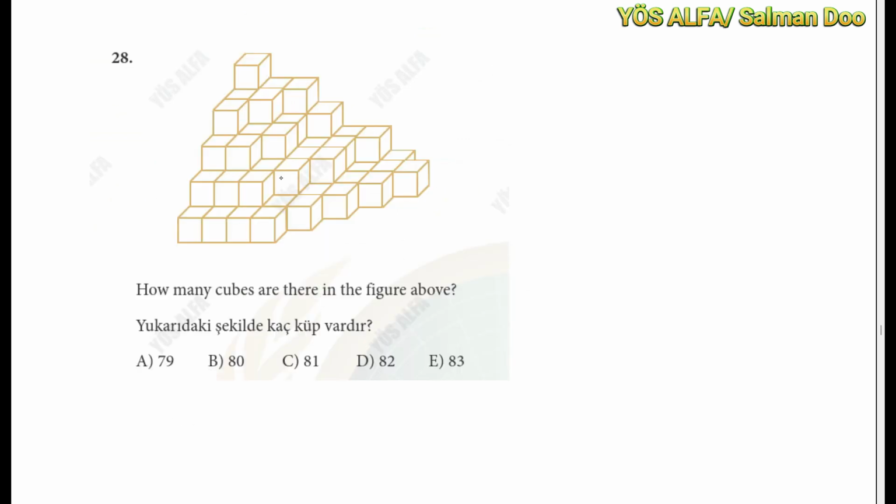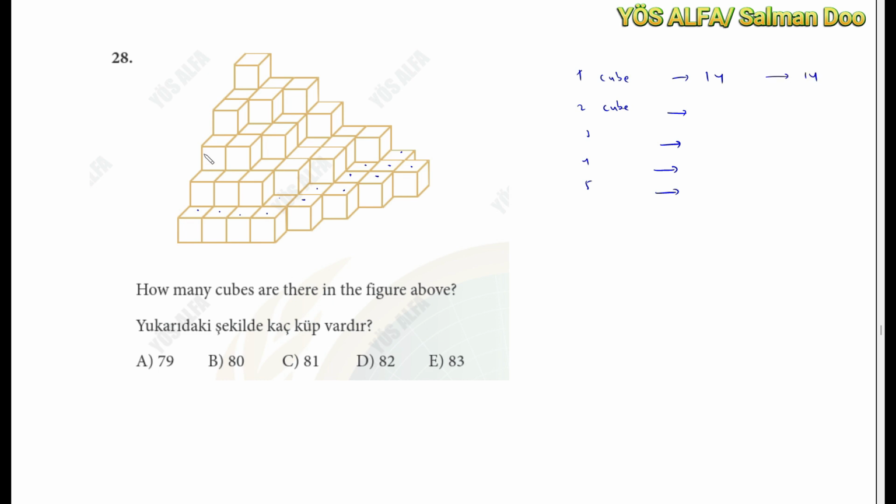How many cubes are there in the figure above? We'll start by counting 1 cube block and 2 cube blocks, 3, 4, 5, etc. So how many 1 cube blocks are there? Let's count together. 1, 2, 3, 4, 5, 6, 7, 8, 9, 10, 11, 12, 13, 14. So 14 of 1 cube blocks are there. The total number is 14.